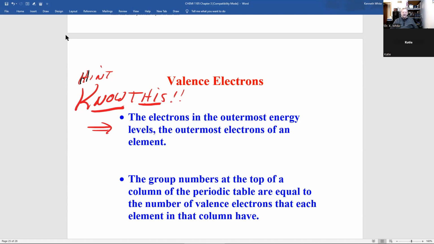A valence electron is one of the electrons in the outermost energy level, the outermost electrons of an element. You have different shells. Remember, a shell is electrons that have approximately the same distance and same energy from the nucleus. That means the valence electrons are always on the outside of an atom. You should know the electrons in the outermost levels are the valence electrons. In other words, they're the electrons in the outermost energy levels.